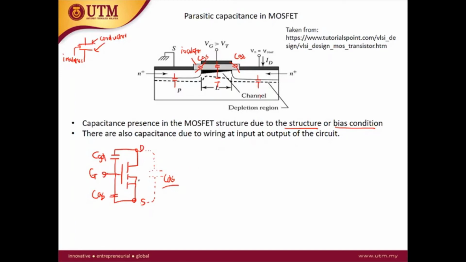Besides the parasitic capacitance inside the device, we also have capacitance due to the wiring at the input and output of the circuit. So this is CWI, the wiring input, and we also have CWO, the wiring output. This wiring input and wiring output is the same as what we considered during the BJT amplifier circuit.